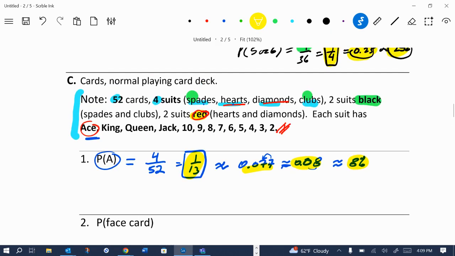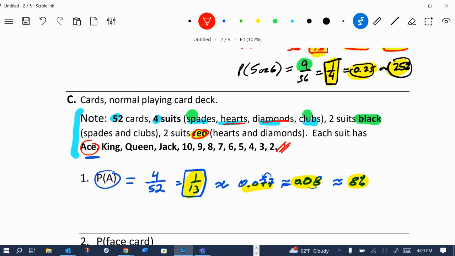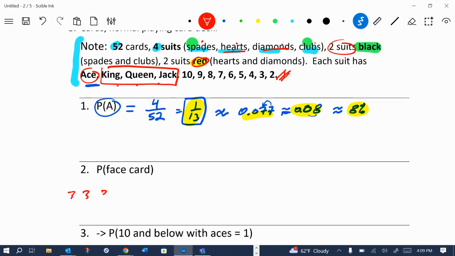Now a face card, we're not talking just one, but the cards that have actual faces on them. And there are 3 of them for each of the suits. So there's 3 spades, 3 hearts, 3 diamonds, 3 clubs. So we have 3 and 3 more and 3 more and 3 more, a total of 12. So that's 12 out of the 52, which reduces down to 3 over 13, which is approximately 0.23 or approximately 23%.